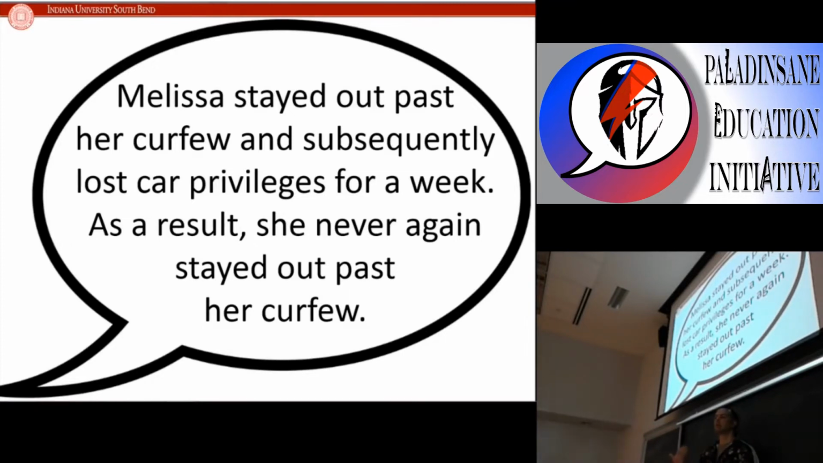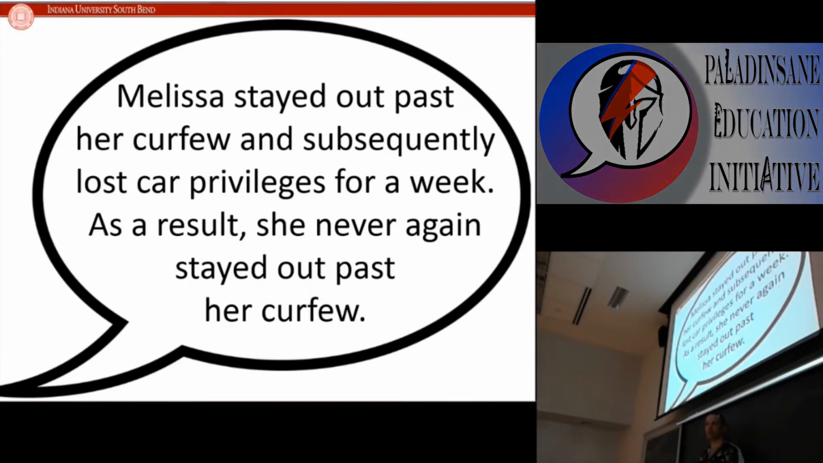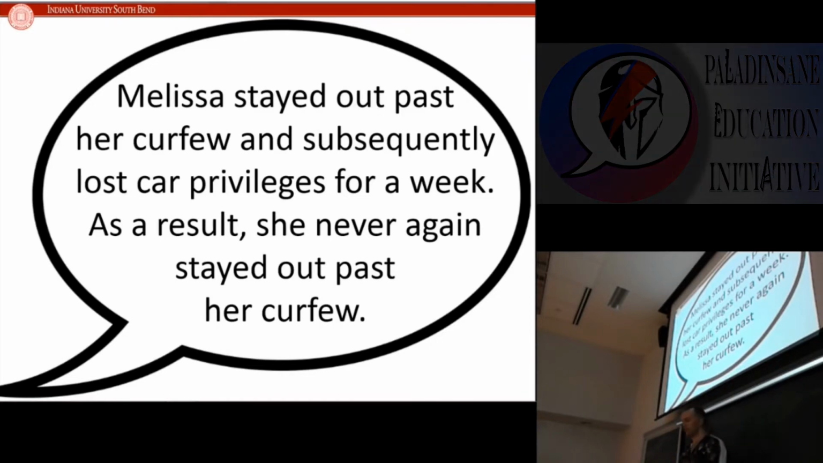And now the last thing we need to know is the consequence of breaking curfew. Was something added to her situation or was something taken away? Taken away. So her car privileges were taken away. So that makes it negative, and this would be an example of negative punishment. So she does the behavior, the consequence is something is taken away, that's negative, her car privileges were taken away, because of that the behavior goes down, that's punishment. So this is a case of negative punishment.